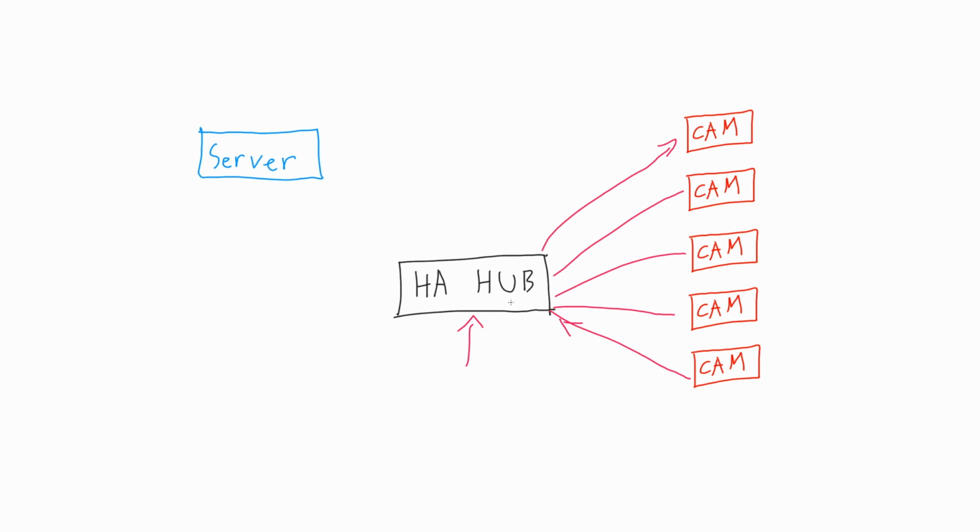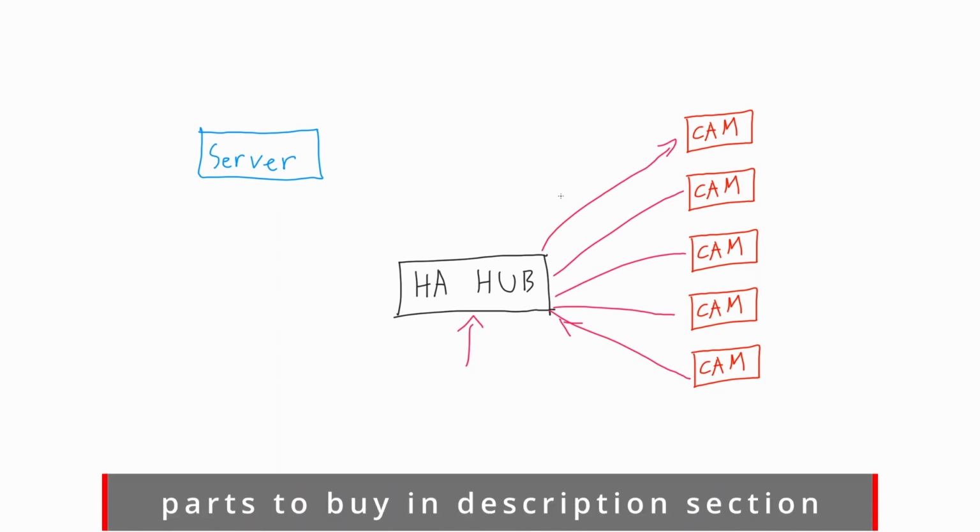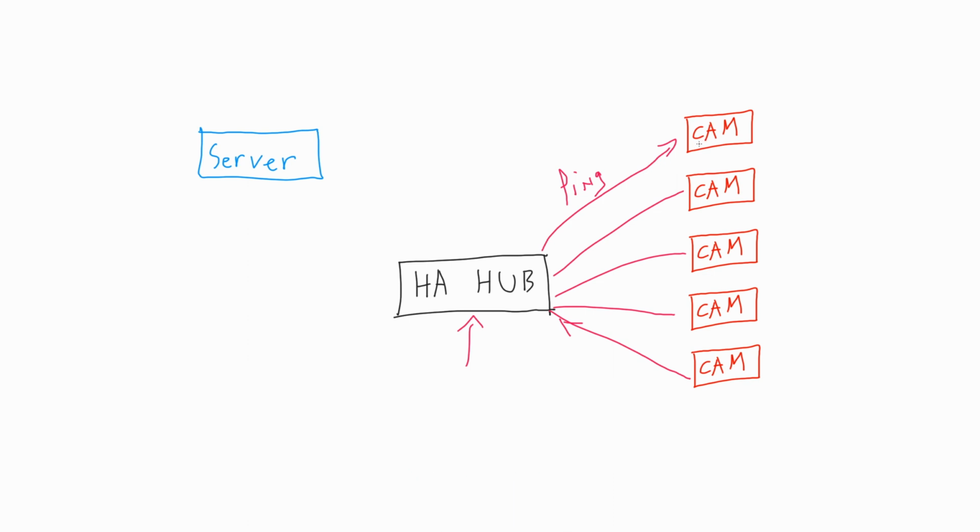This smart hub asks the cameras every 5 minutes whether they're there or not by pinging. It's going to ping the camera, and if the camera does not respond, then boom, send me an alert instantly. That sounds pretty good, right?